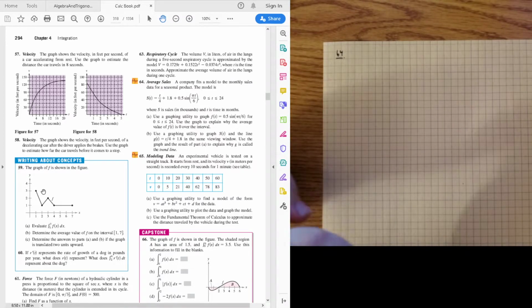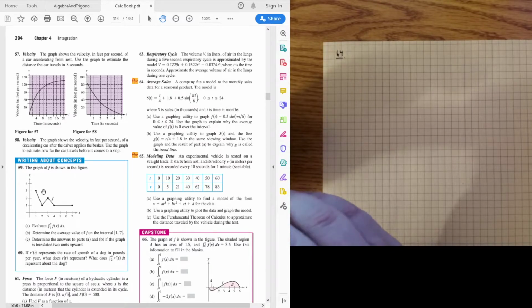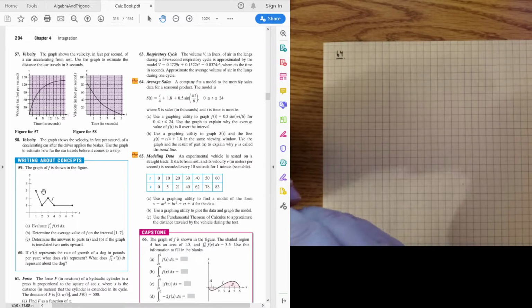Okay. 64. Average sales. The company fits a model to the monthly sales data for a seasonal product. The model is given here, where S is sales in thousands, and t is time in months. So we're dealing with a function in terms of t. A. Use a graphing utility to graph the function. That's not hard. Use a graph to explain why the average of f of t is 0 over the interval.